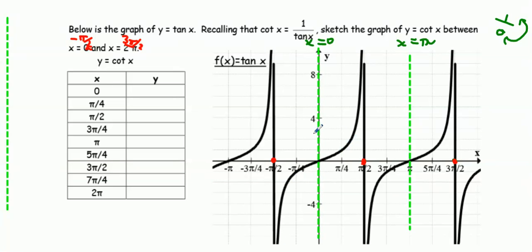So I know that if I go to where y equals 1, and each square here is worth 1, that's a point on my new graph. And where y equals negative 1 is also a point on my new reciprocal function, right? Y equals negative 1 down here. Okay, so what I've got going on here is 3 points.